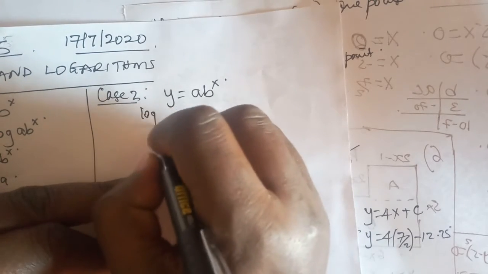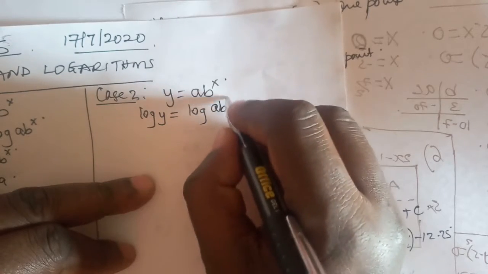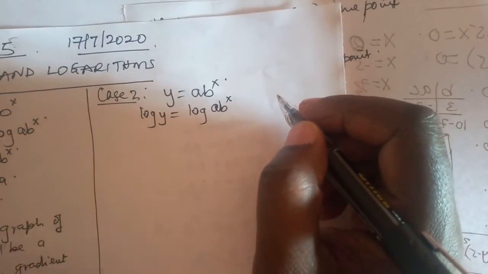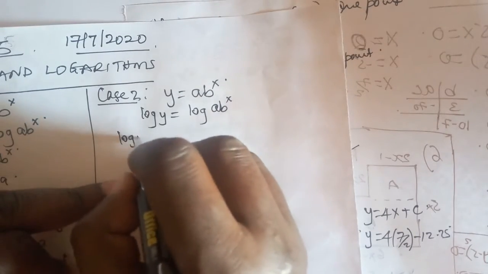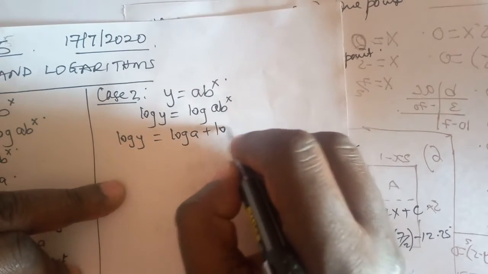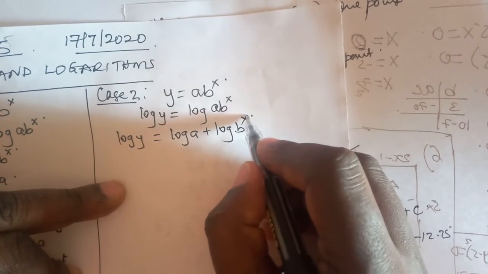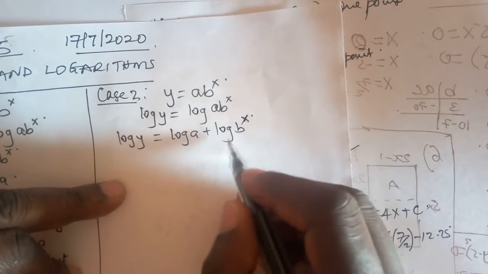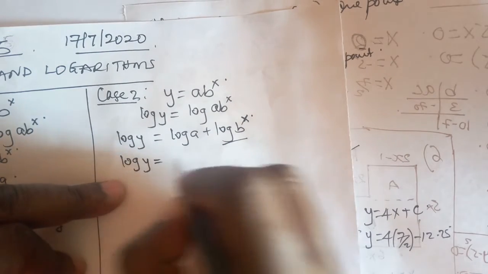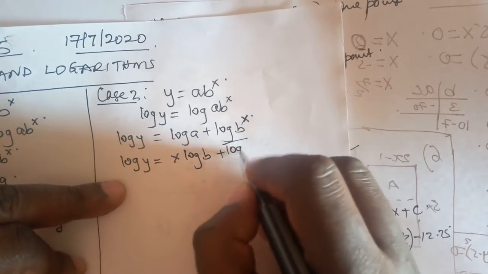We have the logarithm to base 10 of y equals the logarithm to base 10 of ab raised to power x. Of course, the laws of logarithm will apply here. What we should be having is log y equals log a plus log b raised to power x. That is the multiplication law of logarithm. The index law of logarithm will apply on term number 3, and we'll have log y equals x log b plus log a.